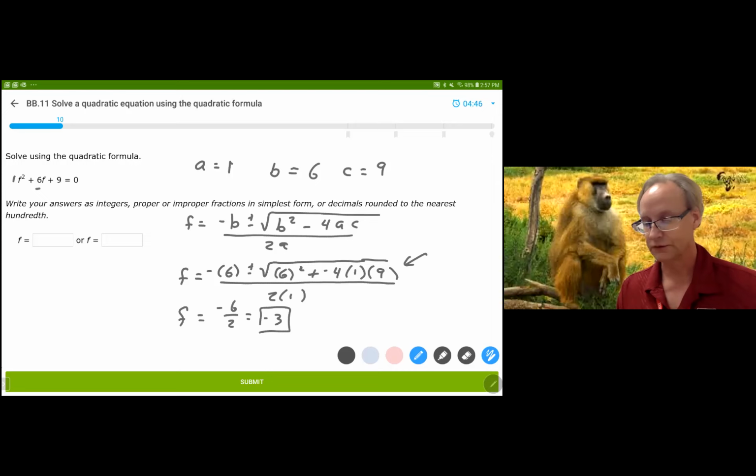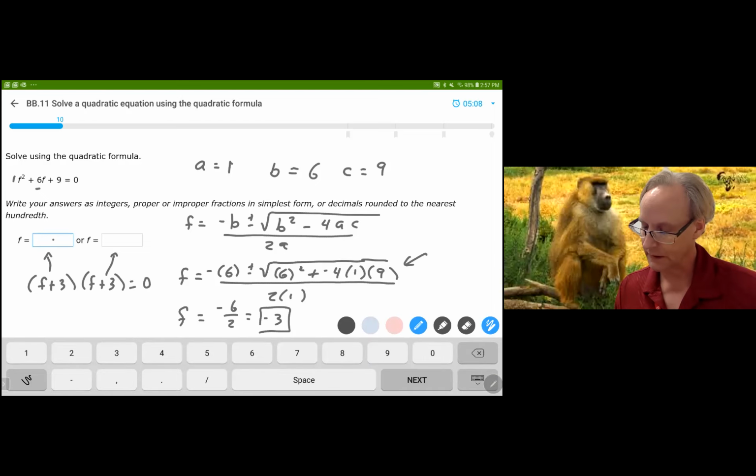That's our only solution. And of course, the reason is this trinomial is really just f plus 3 times f plus 3 equals 0. And the reason they ask for two different answers is that they're wanting the 0 for this one and the 0 for that one. This happens to be negative 3 and negative 3.